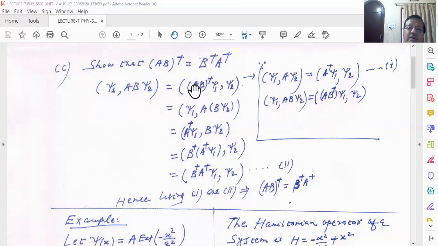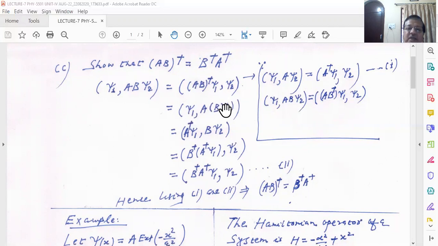Because we know that AB is also a Hermitian operator, one can write AB dagger psi1, psi2 is equal to psi1, AB psi2. So I can use this law here and write psi1, AB psi2. Now I split AB: I take A operating on B psi2. I am taking the B psi2 as one unit.